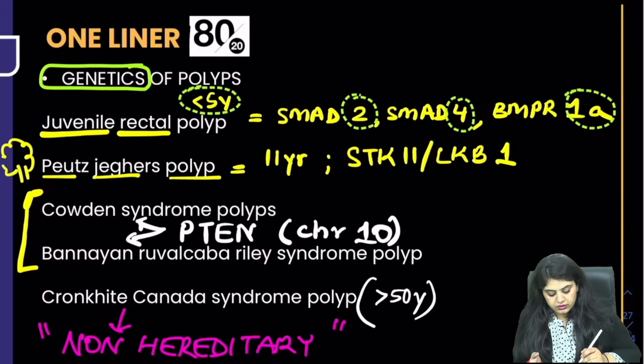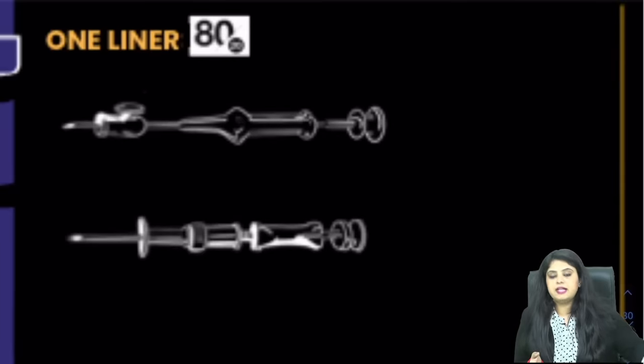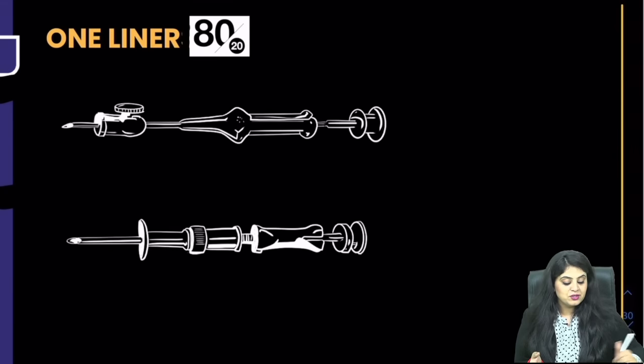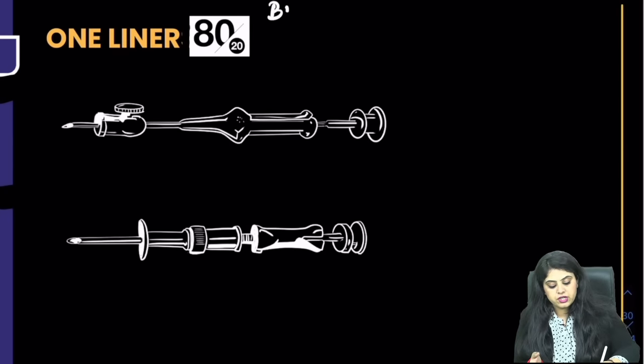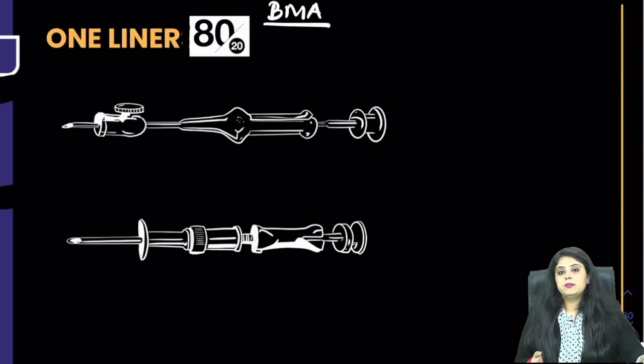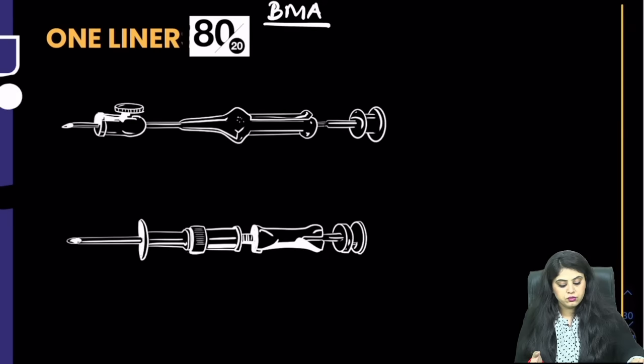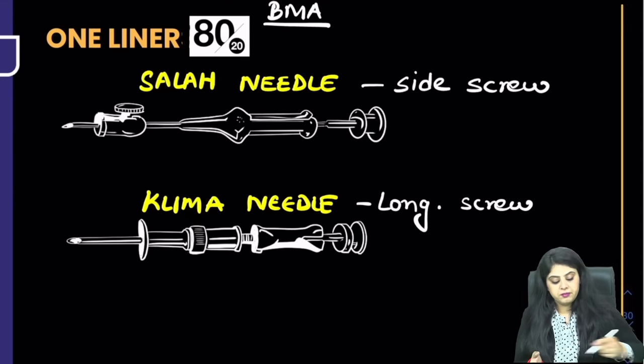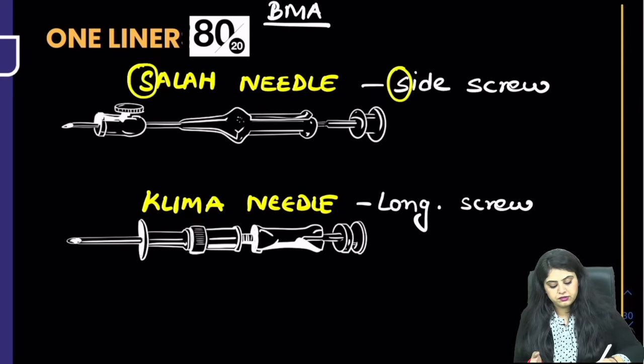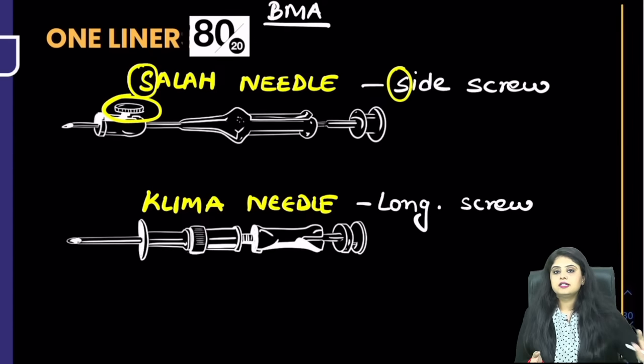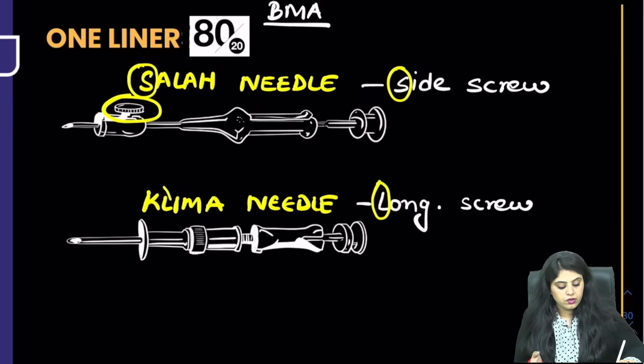Let's move on to the next set. Last exam only this question came, so I had to ask you. These are two needles used in bone marrow aspirate: we have Salah's and Klima's. Which one is Salah's, which one is Klima's? I'm going to go by the side screw and the longitudinal screw. So simple, Salah for side screw, and I can see a screw on the side, so that is the Salah's needle. This question came 2-3 years ago, but the question that came last time was the Klima's, the longitudinal screw one.